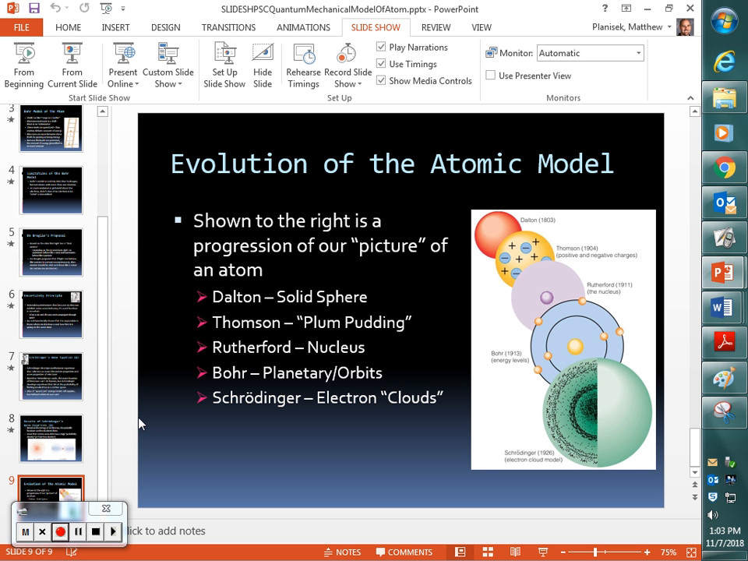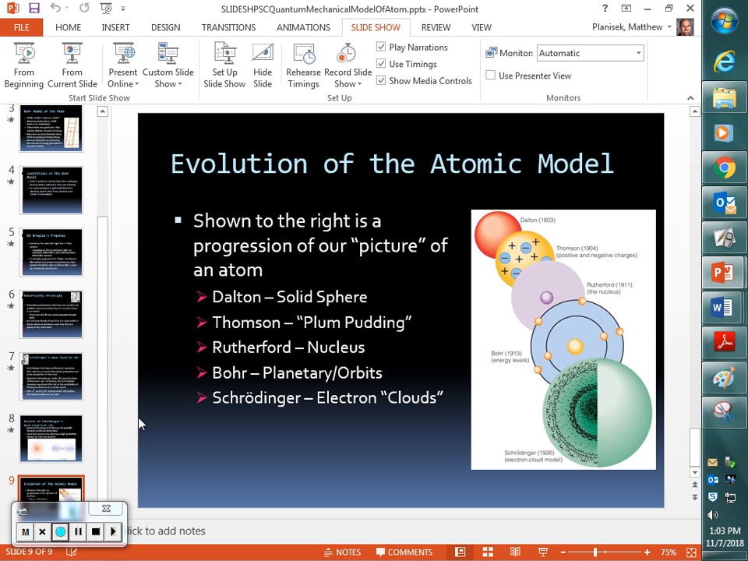What did Dalton say about atoms? That they're indestructible. They are the smallest piece of matter that exists, and they are indestructible. That's why Dalton's picture of the atom would look like a solid sphere. There is nothing smaller than an atom, at least according to Dalton.